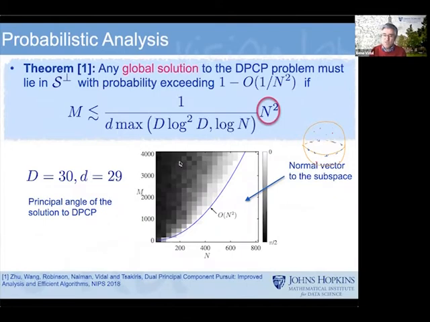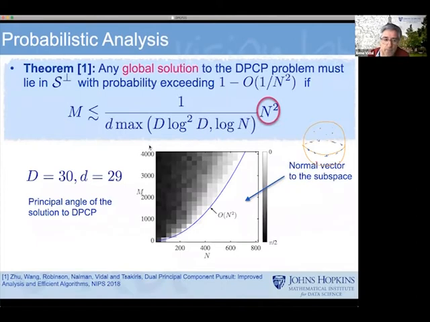So let's forget for the time being about the constant. I'll return to it. But this is, I think, a very important result from the perspective that the number of outliers, m, that can be tolerated is quite large, on the order of the square of the number of inliers.